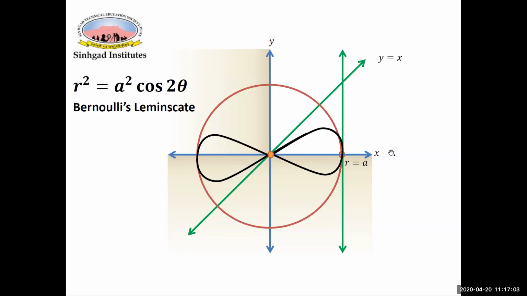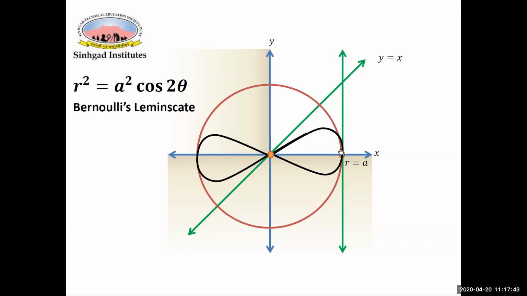See here, this is your x-axis, this is the y-axis, and this is the line y equal to x, which makes an angle of 45 degrees. Now if we look here, in the first quadrant, your radius vector has a value from A. The value of the radius vector at 0 is A, and then the radius will go on decreasing and it will reach 0 at pi by 4.